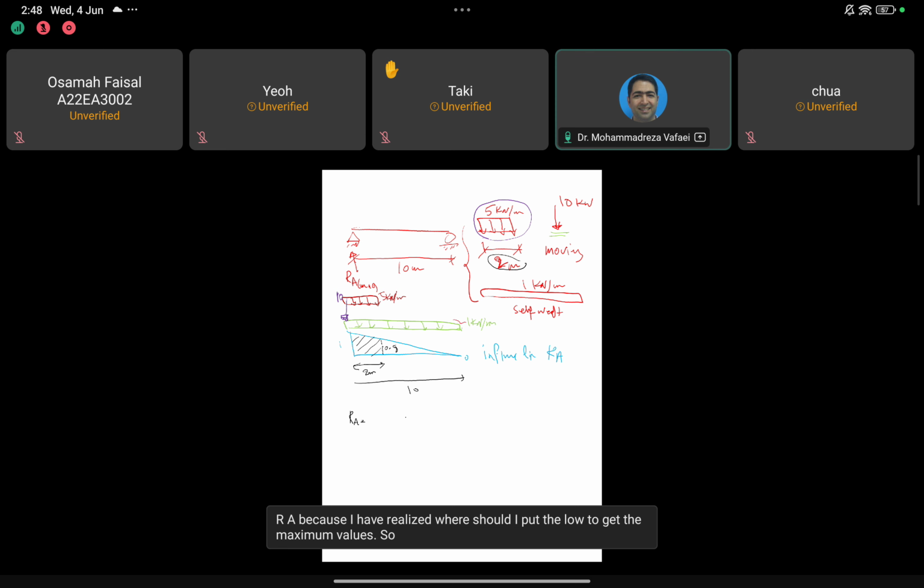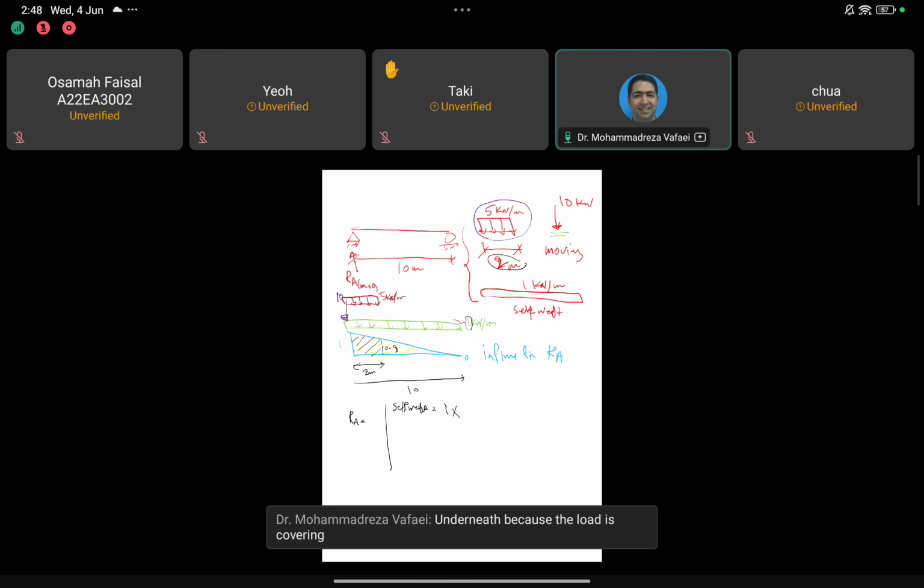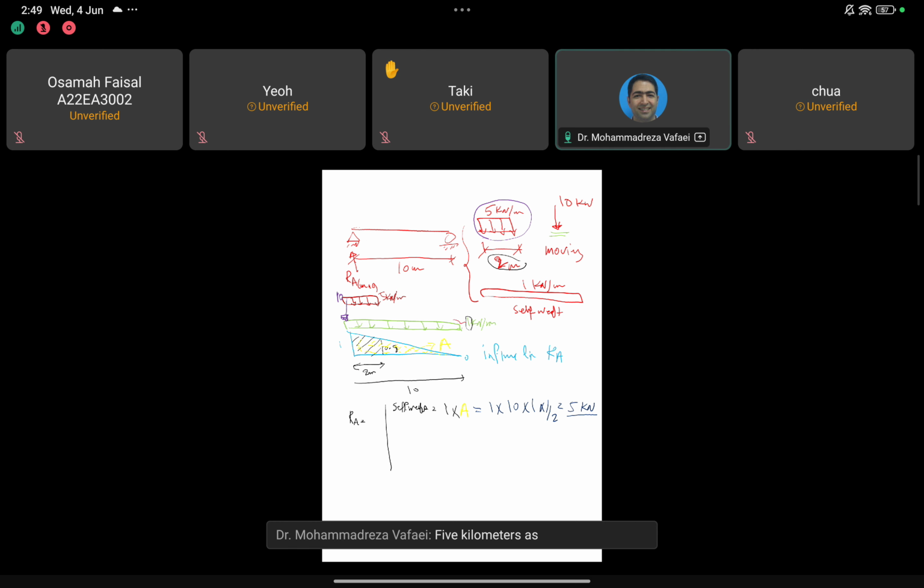So RA, first, due to the self-weight, is nothing but the force, which is 1, multiplied by the total area underneath, because the load is covering from the beginning until the end of the span. So we should multiply it by this A. So from there, I can say we have 1 multiplied by 10 multiplied by 1 divided by 2, which equals 5. So the self-weight gives us 5 kilonewton as a reaction in RA.